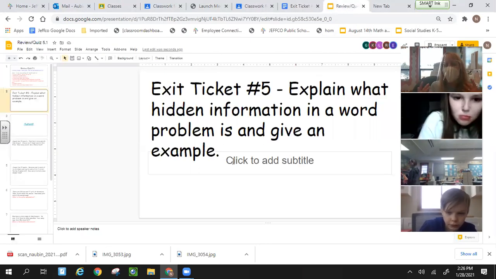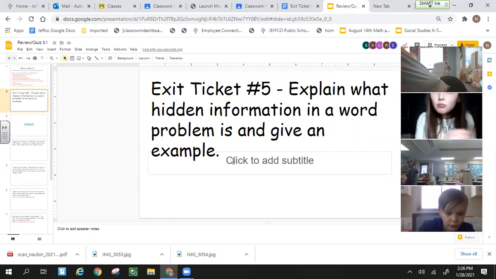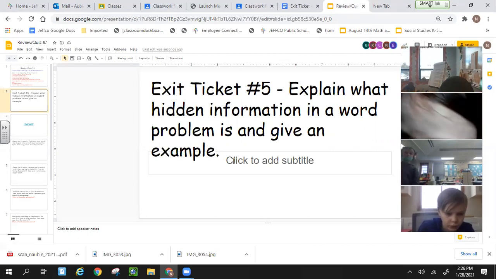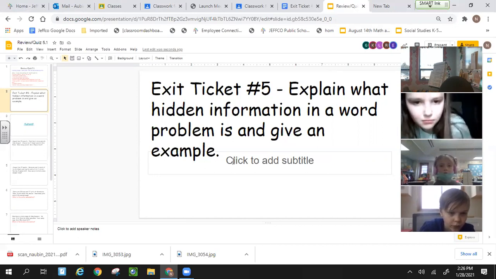We're going to call this our entrance ticket, like an entrance ticket, because we didn't have time yesterday. So I'm going to explain what is hidden information in a word problem. And if you want to give more than one example, awesome.